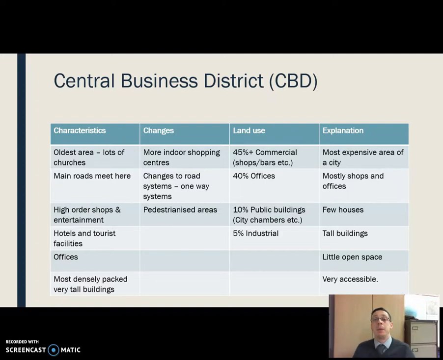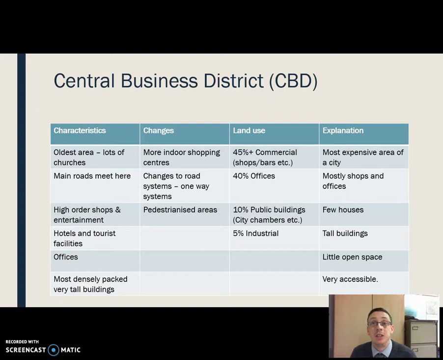Now, what's been happening to the CBD? What things have we seen that happen in CBDs up and down the UK? First, we see a lot more indoor shopping centres being built. I don't need to tell you guys how unpleasant the Scottish weather can be, and because of this, having an indoor shopping option is something that a lot of city centres are doing to try and bring more consumers into the city centre.